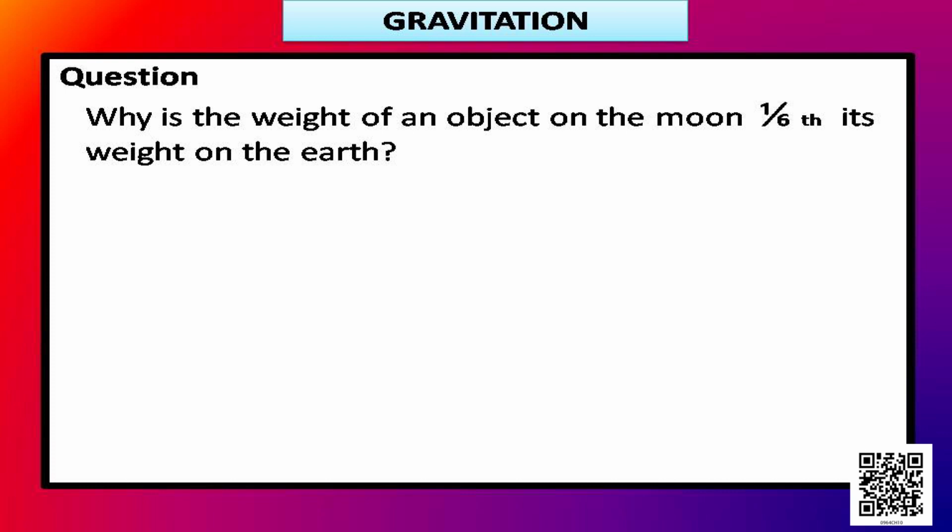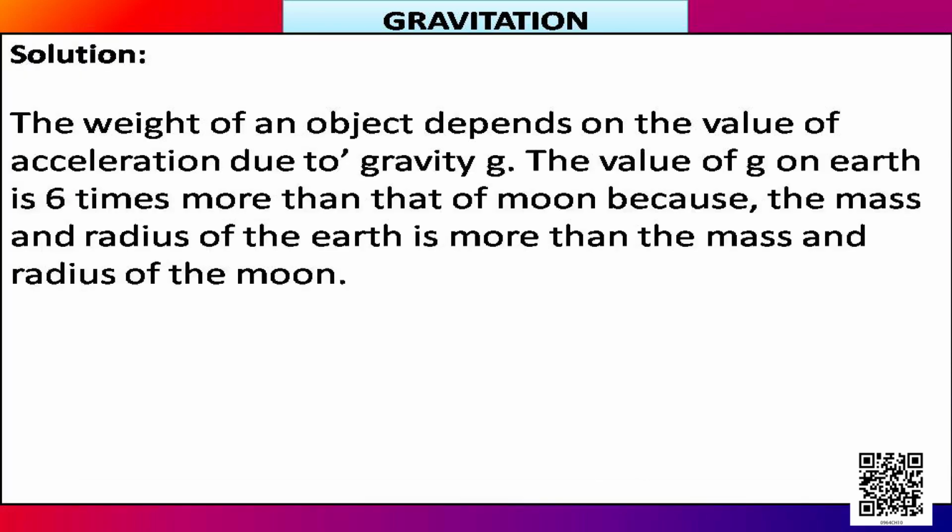Students, let us now discuss the next question. The next question says, why is the weight of an object on the moon 1/6 its weight on the earth? Let us now discuss its solution. Okay? The weight of an object depends on the value of acceleration due to gravity g. The value of g on earth is 6 times more than that of moon, because the mass and radius of the earth is more than the mass and radius of the moon.